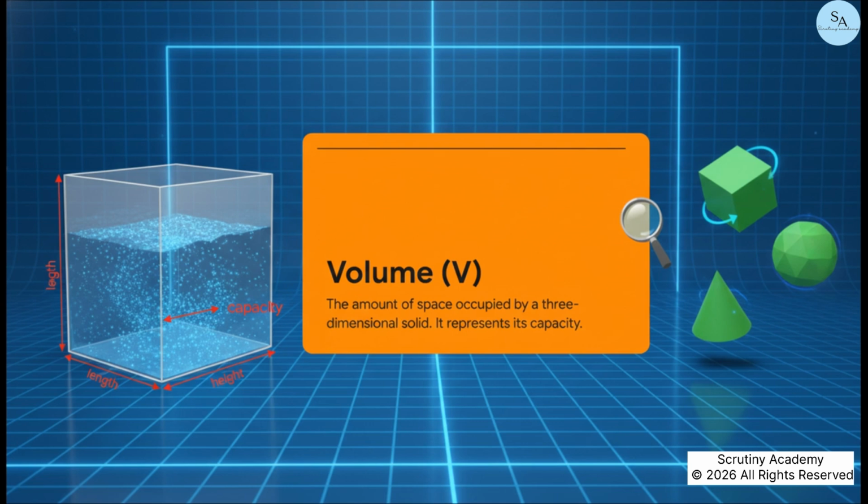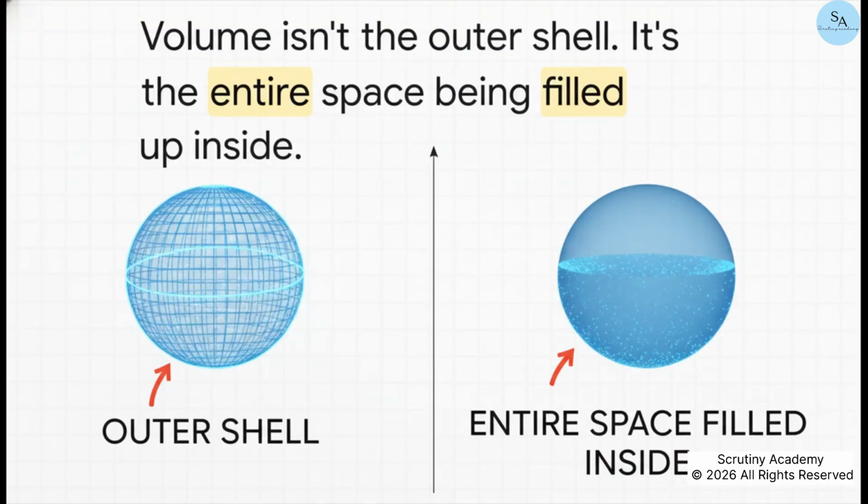Thinking back to our water tank example, the volume tells us the absolute maximum amount of water you can pour into it before it overflows. And this animation makes the difference crystal clear. See? Volume isn't about the outer shell at all.